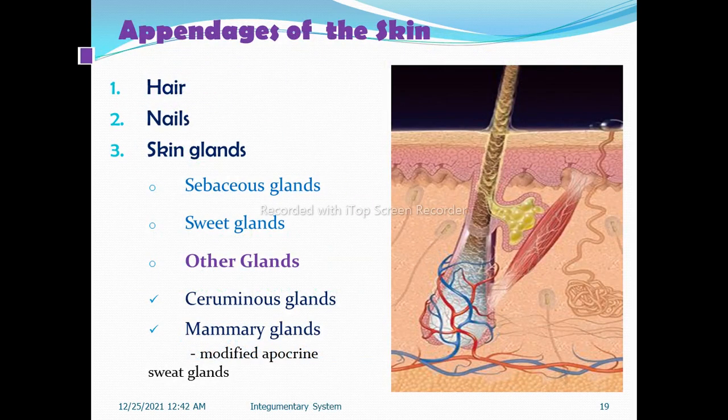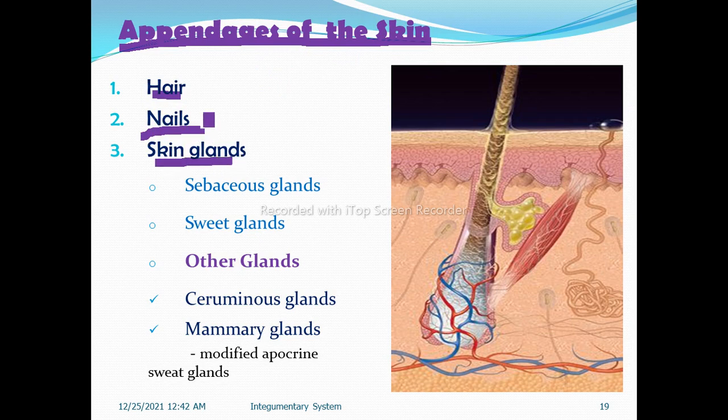Now we have seen skin, but now we are observing the appendages of the skin. Appendages means associated structures of the skin, that are hair, nails, and skin glands. Skin glands are divided into two: sebaceous glands and sweat glands. Sweat glands are also divided into two: eccrine or merocrine glands and apocrine glands. Other types of glands are ceruminous glands, mammary glands, and modified apocrine sweat glands, but the common ones are these two glands. We will see these two glands.